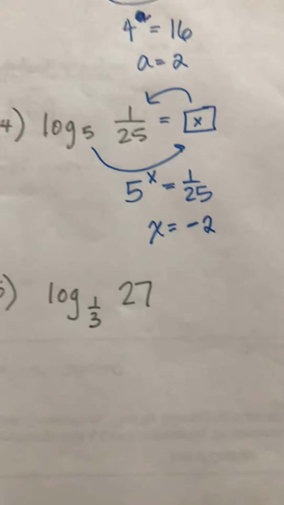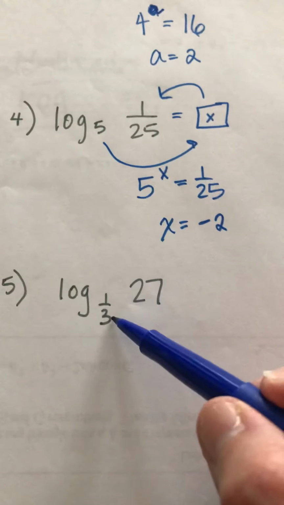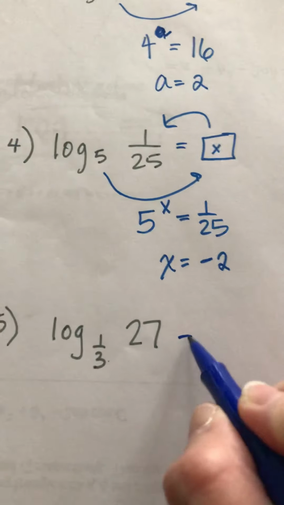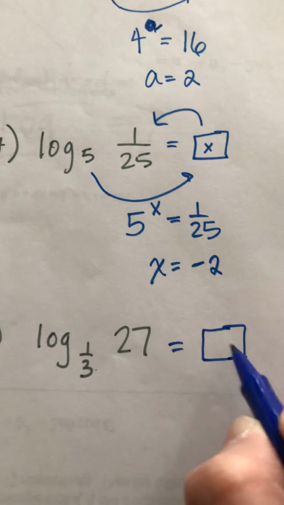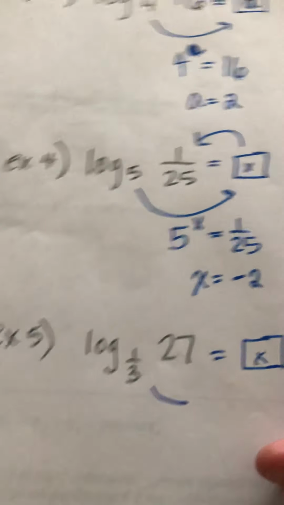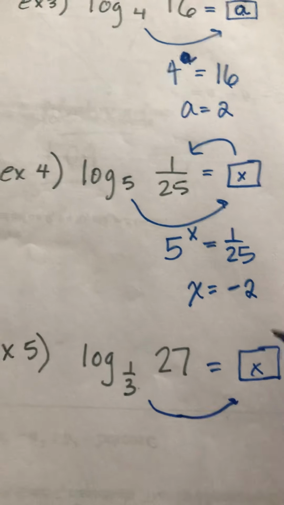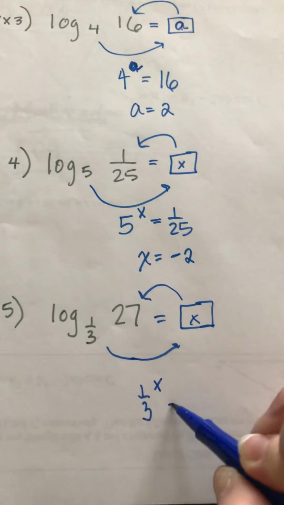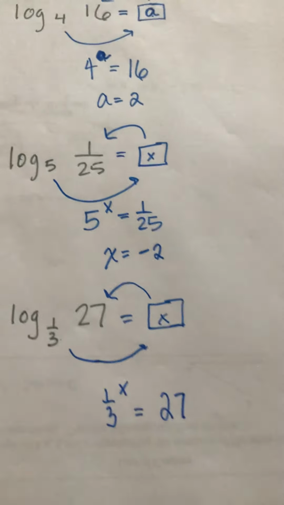All right, what happens if it's the other way around? What if I have a base that's a fraction and this number here is the actual whole number? Okay, so same deal. We're going to set it up the same way. So I'm going to start with this 1/3 and I'm going to raise it to the x and have it equal 27. So 1/3 to the x equals 27.